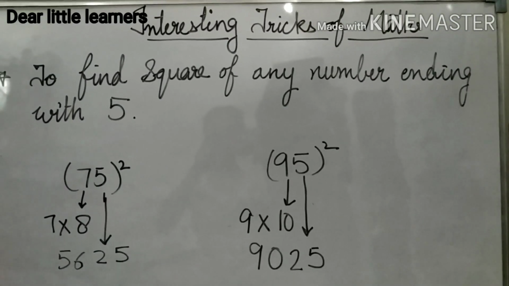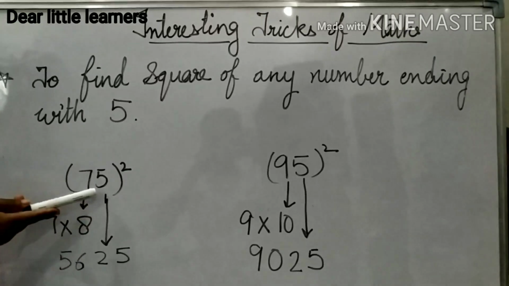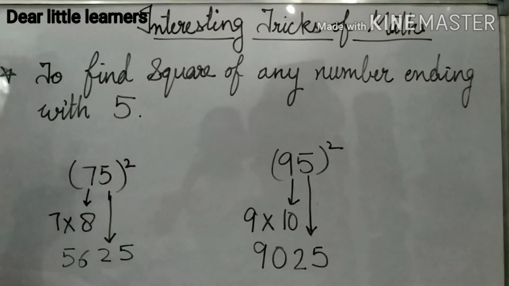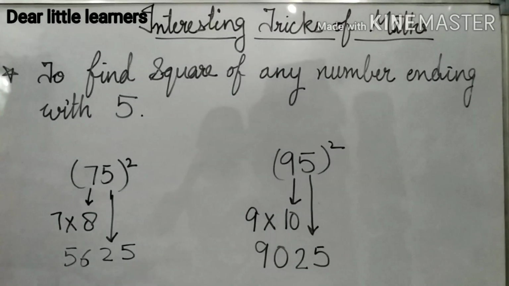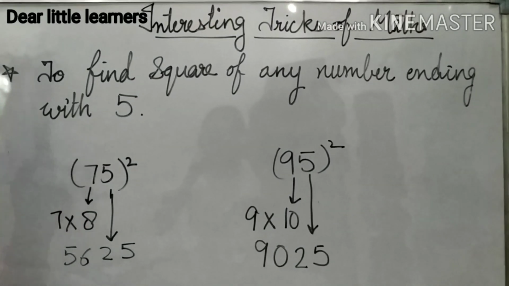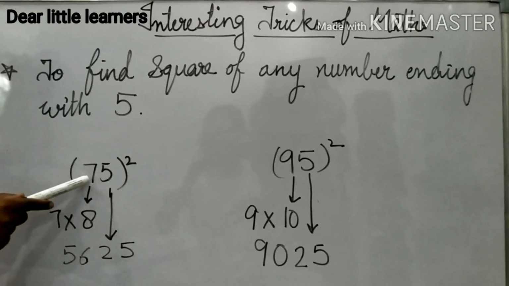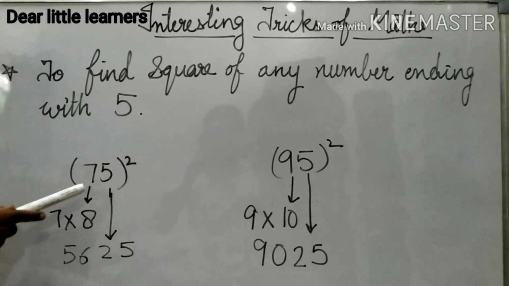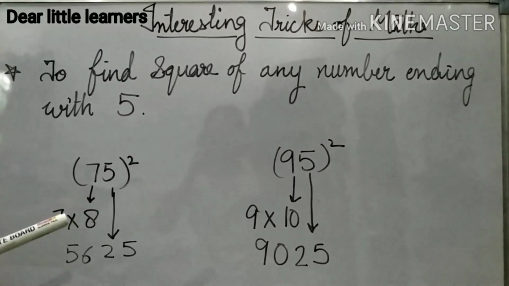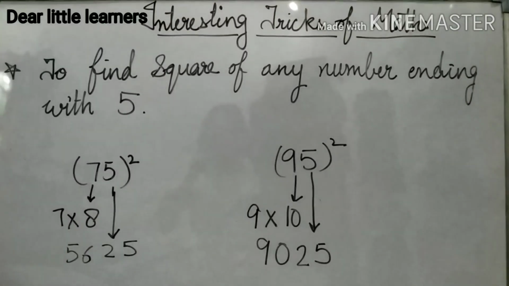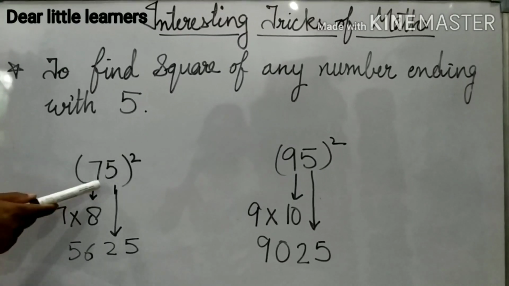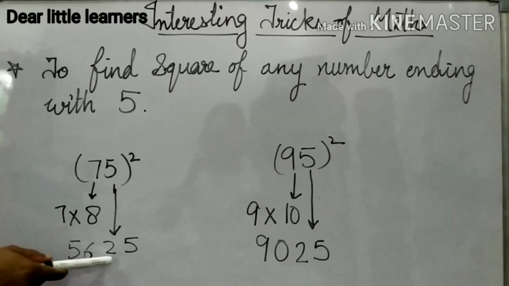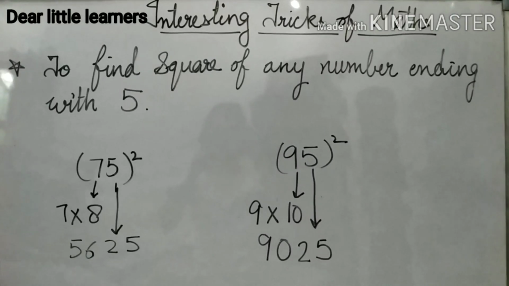So children, first we have to find out the square of 5. So the square of 5 is 25. Okay, and here 7 is written. So what we will do, we have to multiply 7 by its next following number, that means 8. So 7 times 8 is 56. So 56 we have to write here. That means the square of 75 is 5625. See, it is very simple.